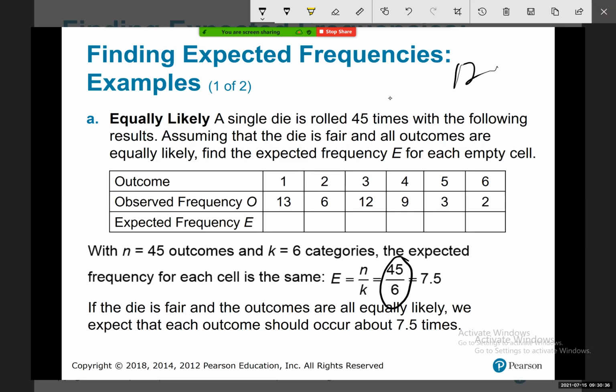So if you're rolling it 12 times, then you are dividing by 6 and you say, I'm expecting to see 1 twice, 2 twice, 3 twice, and so forth. If I'm rolling it 18 times, then I'm expecting to see each of them 3 times. If I'm rolling them 45 times, I know it's decimal, but we use decimal in expectations. So you are expecting 7.5 times with each of these.